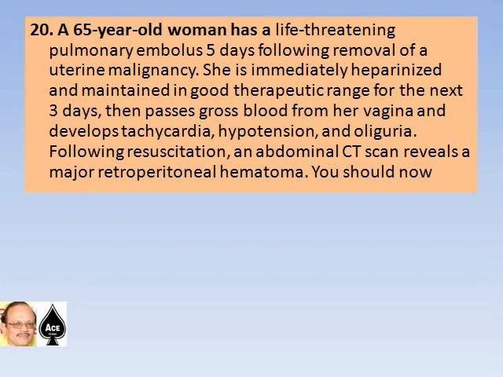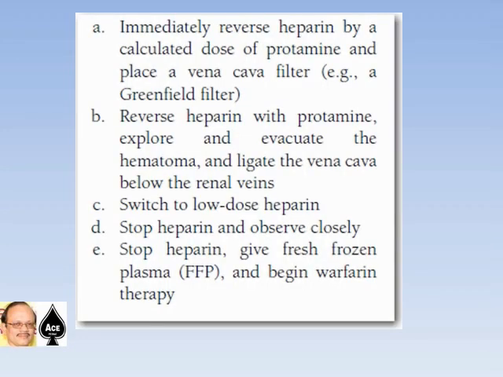A 65-year-old woman has a life-threatening pulmonary embolism 5 days following removal of a uterine malignancy. She is immediately heparinized and maintained in good therapeutic range for the next 3 days, and then passes gross blood from her vagina and develops tachycardia, hypotension and oliguria. Following resuscitation, an abdominal CT scan reveals a major retroperitoneal hematoma. So you should now do what?